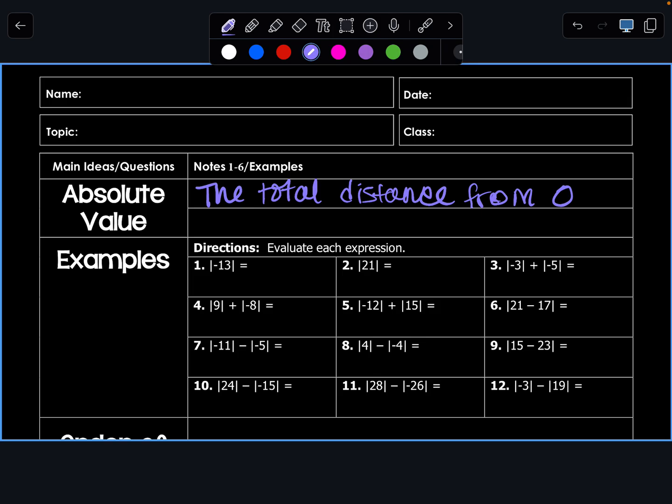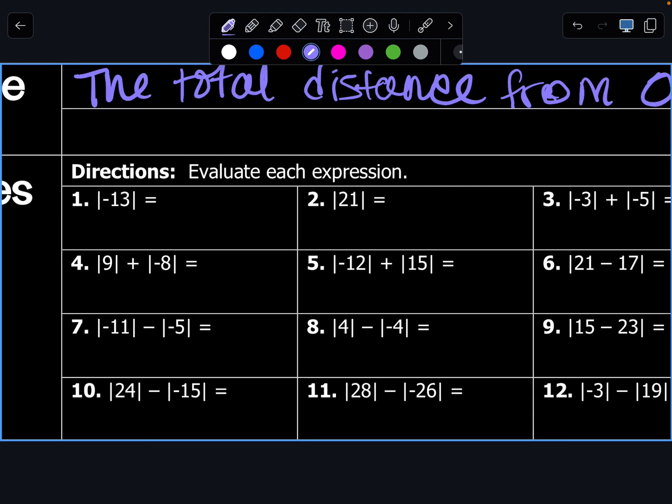So the absolute value bars take that number, and if it's negative inside, we're just saying, no, how far is it from zero? So we drop the negative, and so here, absolute value of negative 13 is just 13. Absolute value of 21 is 21. If it's negative in there, you take out the negative and you just make it positive.